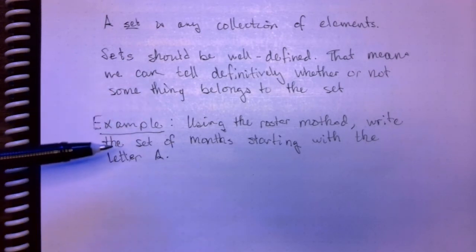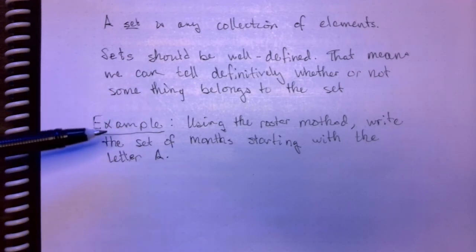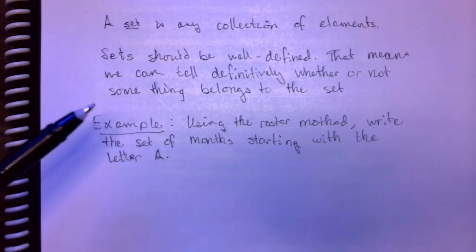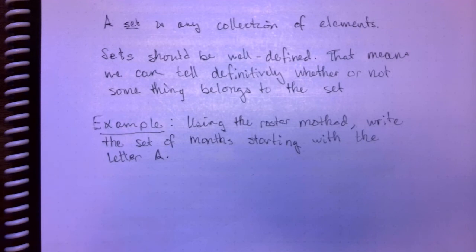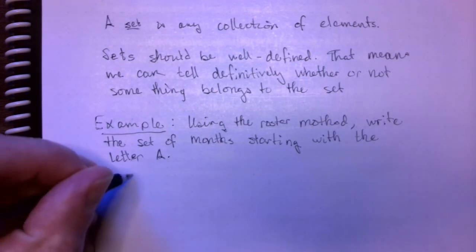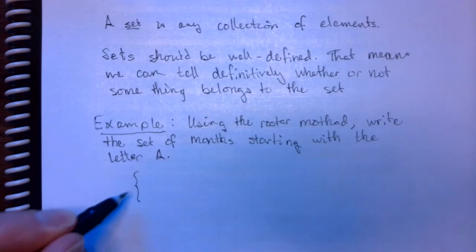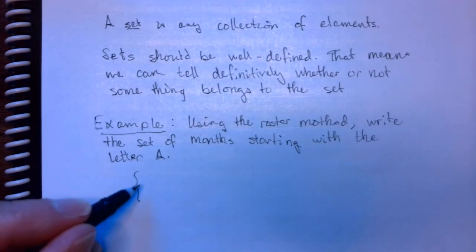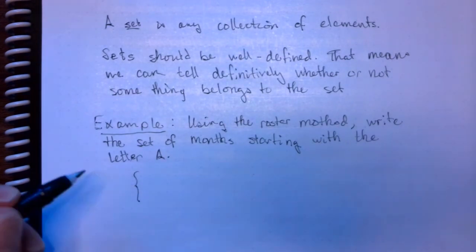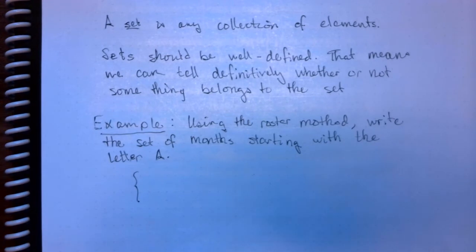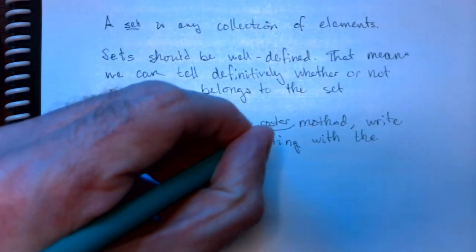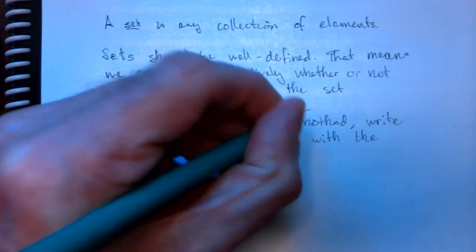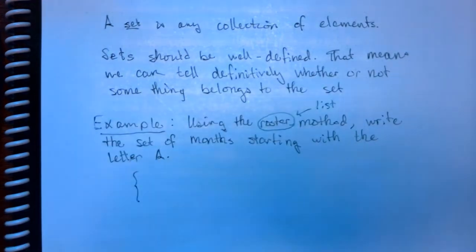So let's do an example of a set that we can describe with the roster method. Okay, so in this example we're going to use the roster method to write the set of months starting with the letter A. Now when you're specifying a set using the roster method, what you do is you start with a brace here, and then you simply list the elements in the set. Roster means essentially the same thing it means in everyday life. So we're just going to list out what is in the set.